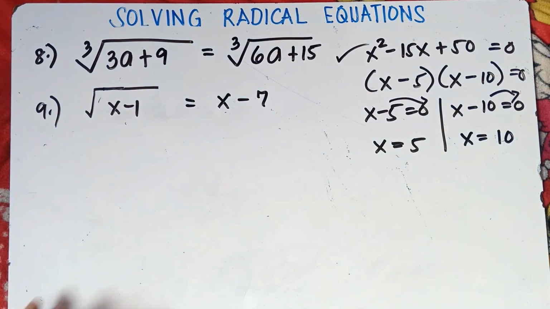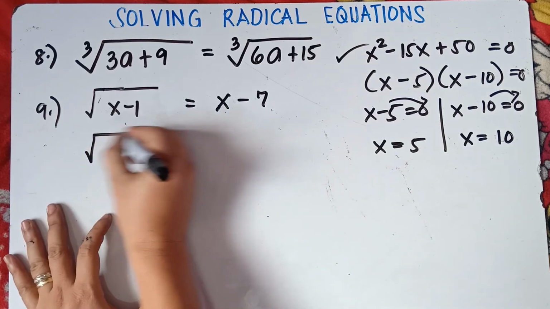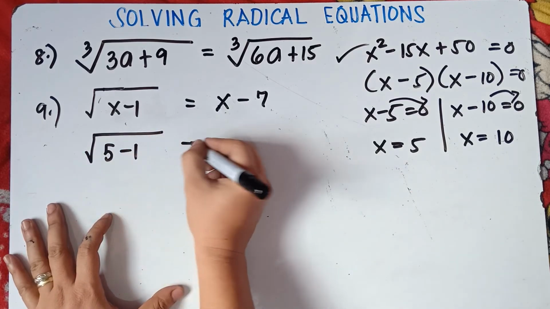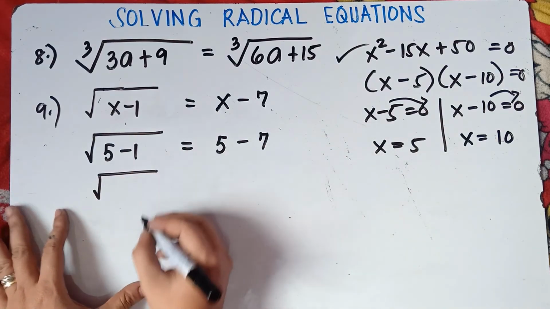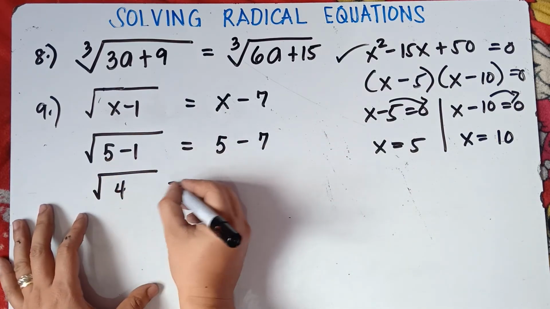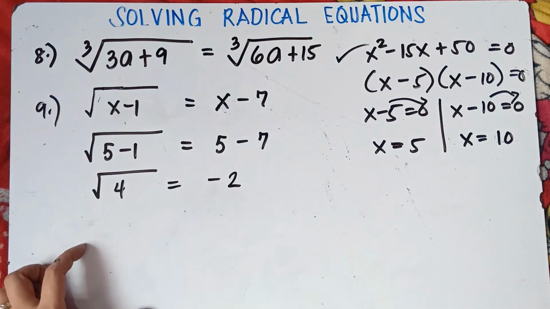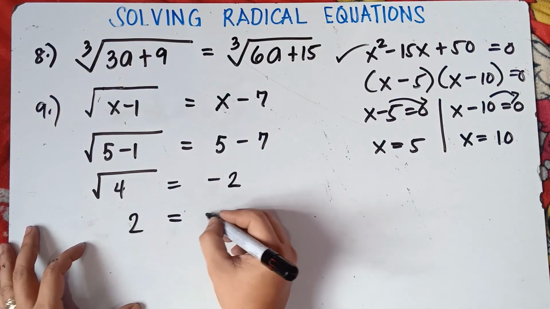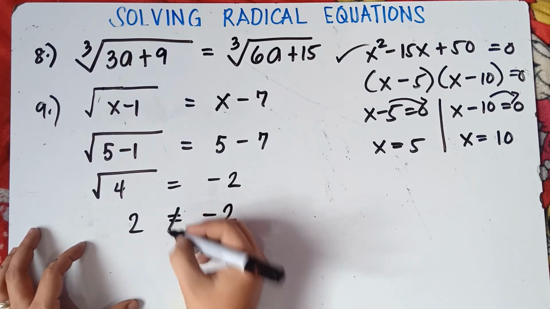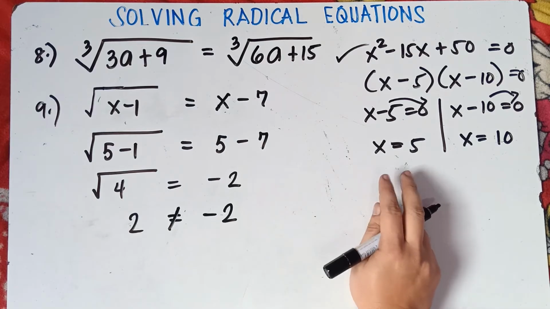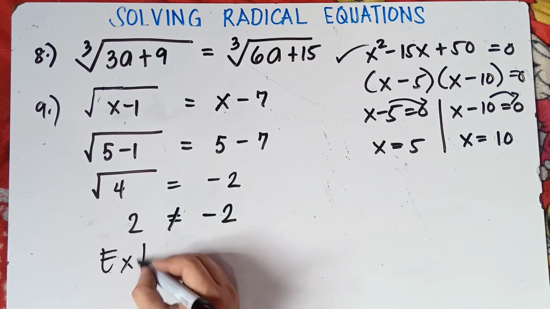Alright, so let's check, class. Substitute the value of x. Let's start with 5. So square root of 5 minus 1 equals 5 minus 7. So square root of 5 minus 1, that is 4, equals 5 minus 7, that's negative 2. So the square root of 4, that is 2, equals negative 2. So 2 is not equal, class, to negative 2. Therefore, we cannot accept this answer for x equals 5. This is what we call, class, extraneous solution.